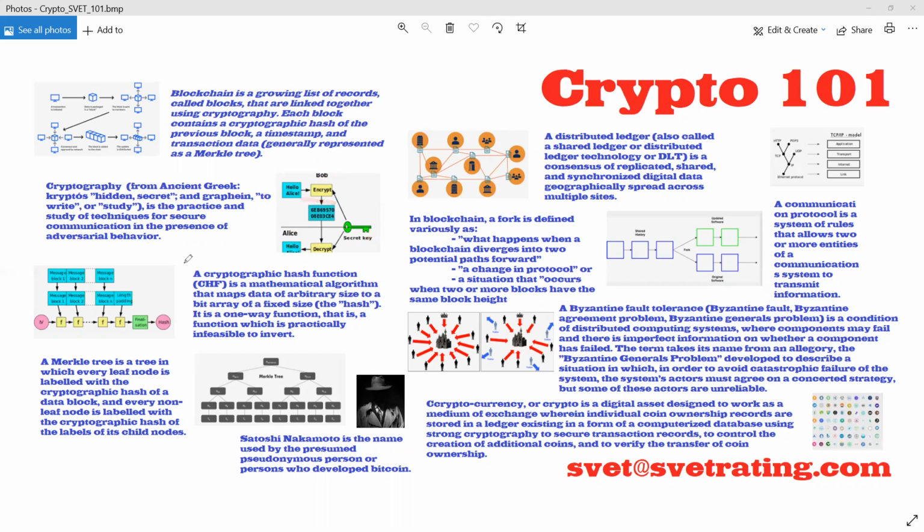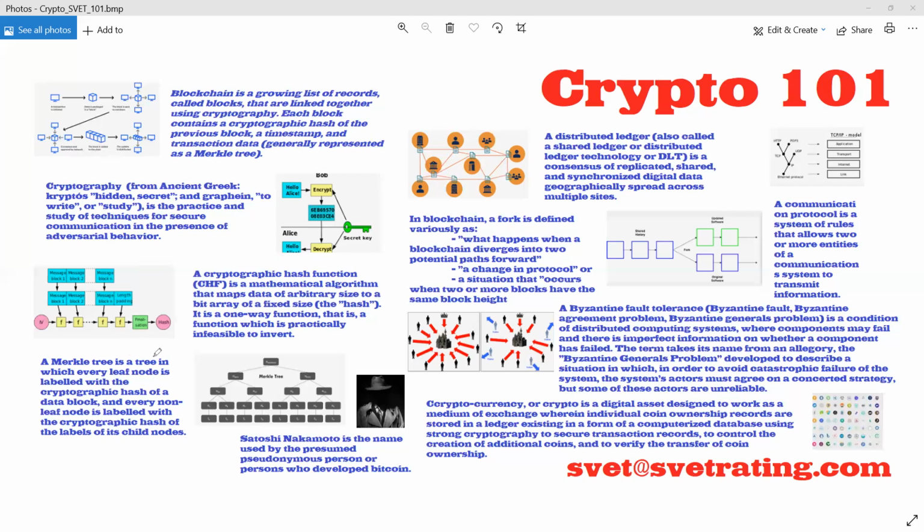A cryptographic hash function is a mathematical algorithm that maps data of arbitrary size to a bit array of a fixed size, the hash. It is a one-way function, that is, a function which is practically infeasible to invert. It's not impossible, but practically infeasible.